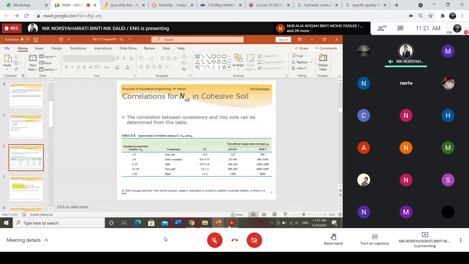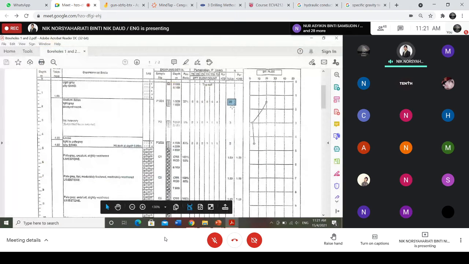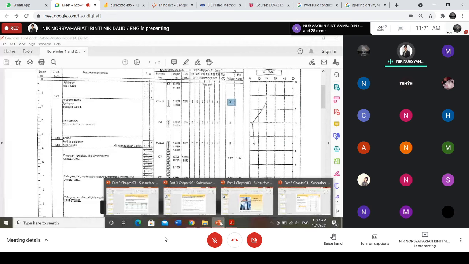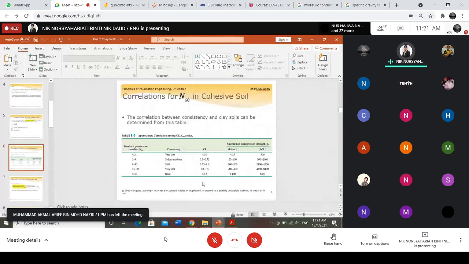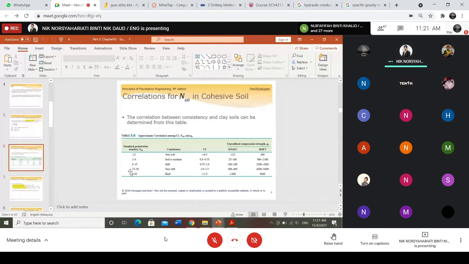Earlier, if you remember, let's say this one is 20. Let's say we take 20, okay. So 20, if you refer to this table, this is the reference table actually. So if it's 20, it falls in this range, 15 to 30, so it's very stiff. Then you can figure out the consistency index based on the lab test is around 1 to 1.5, supposed to. Then after that, you can get the approximate strength or UCS strength for your soil.